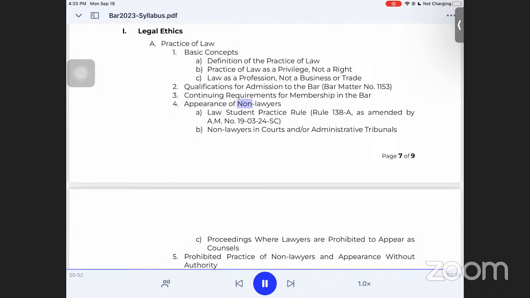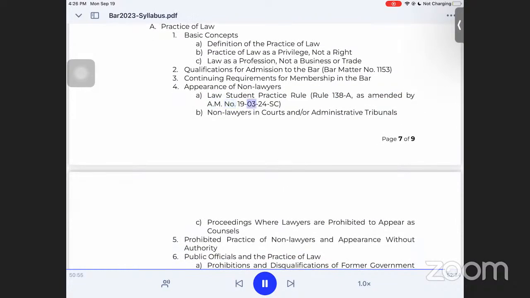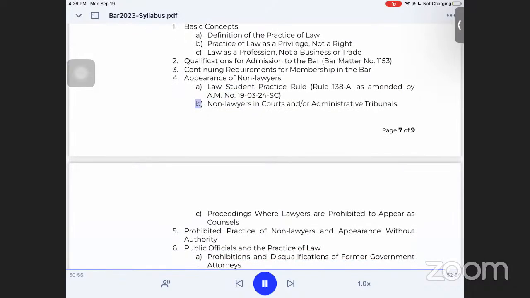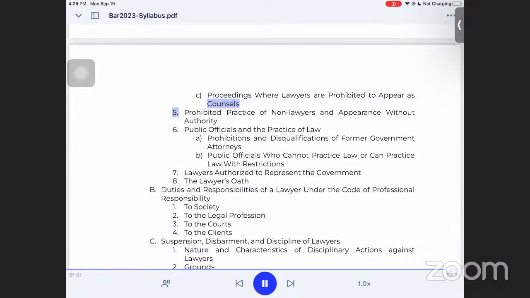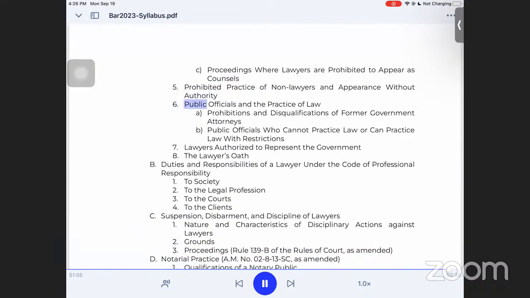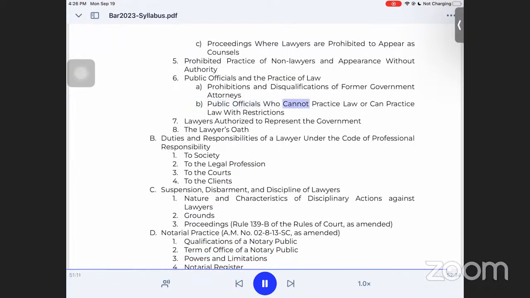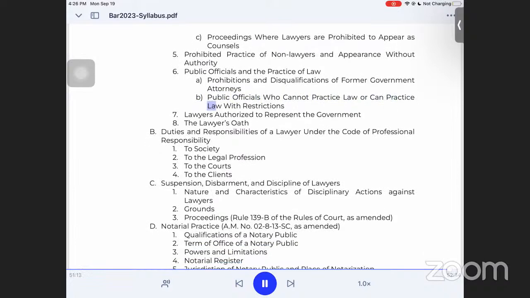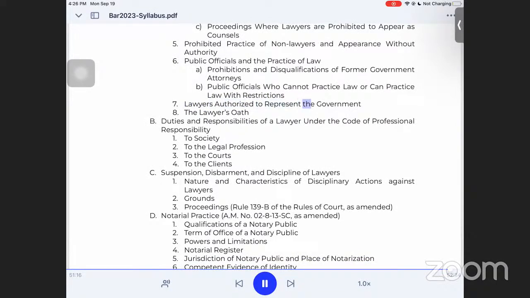4. Appearance of non-lawyers: A. Law Student Practice Rule, Rule 138-A, as amended by A.M. Number 19-03-24-SC; B. Non-lawyers in courts and/or administrative tribunals; C. Proceedings where lawyers are prohibited to appear as counsels. 5. Prohibited practice of non-lawyers, appearance without authority. 6. Public officials in the practice of law: A. Prohibitions and disqualifications of former government attorneys; B. Public officials who cannot practice law or can practice law with restrictions. 7. Lawyers authorized to represent the government.